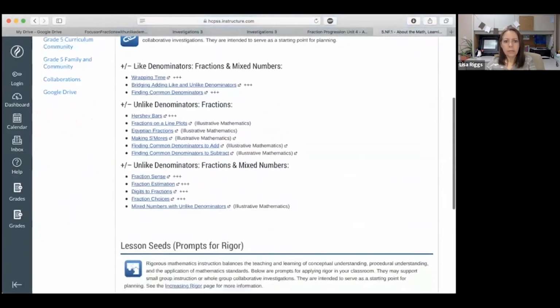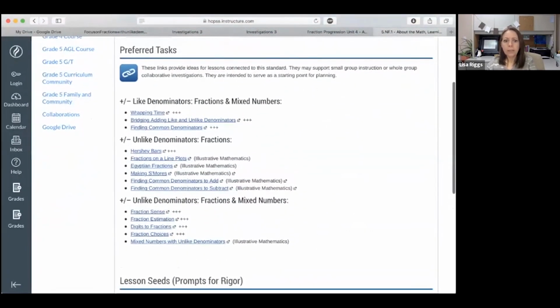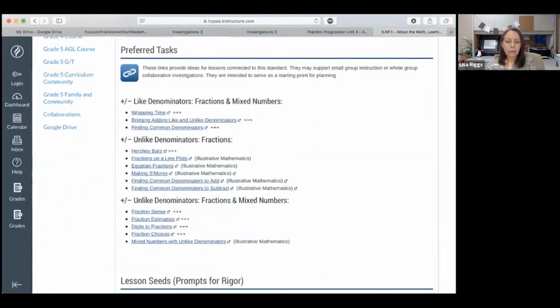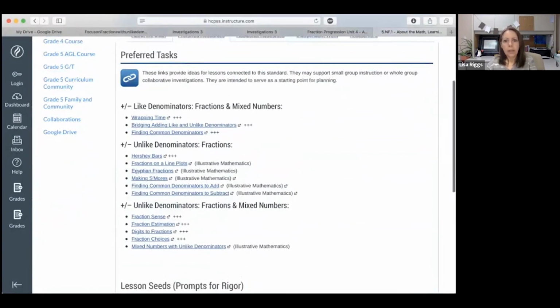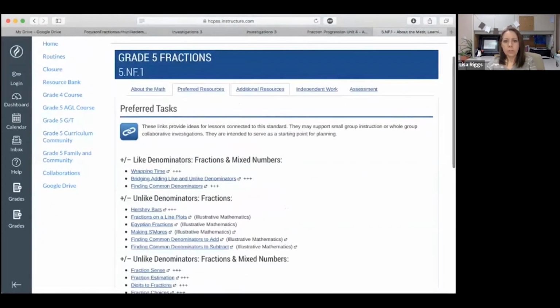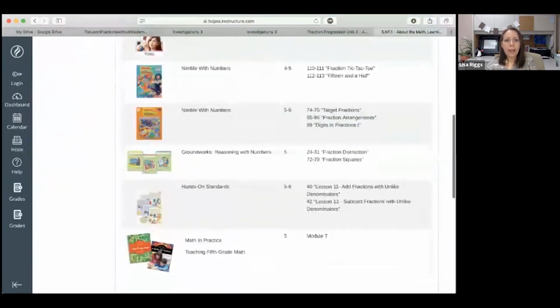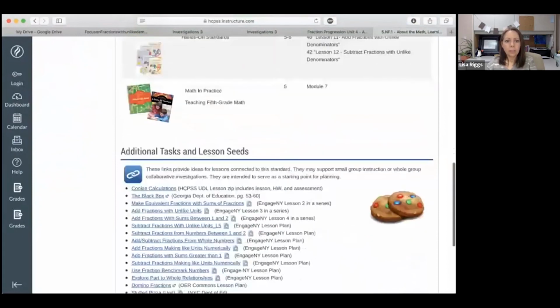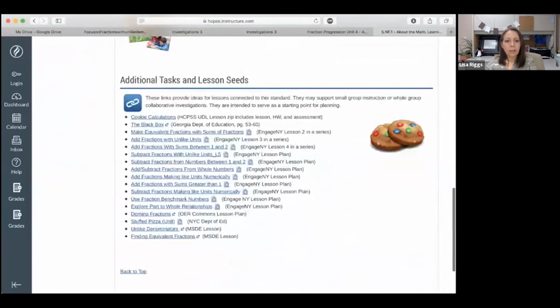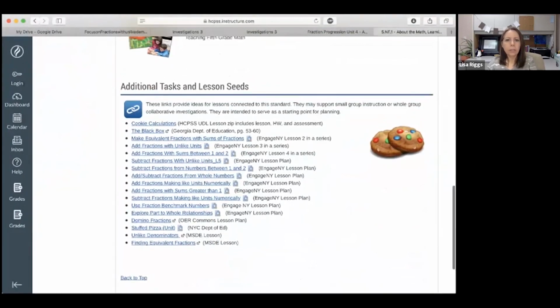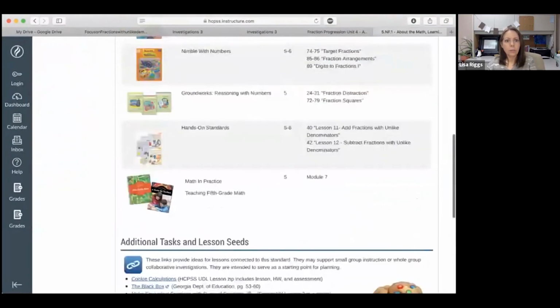All kinds of things that you can click through to find there with like denominators, unlike denominators, and fractions with mixed numbers. The Hershey bar activity that we took a look at is listed there. And they even have some additional resources. Van de Walle's at the top of their book list, but there are some additional tasks down through here. So if you're looking for fraction things, there is a nice resource for you.